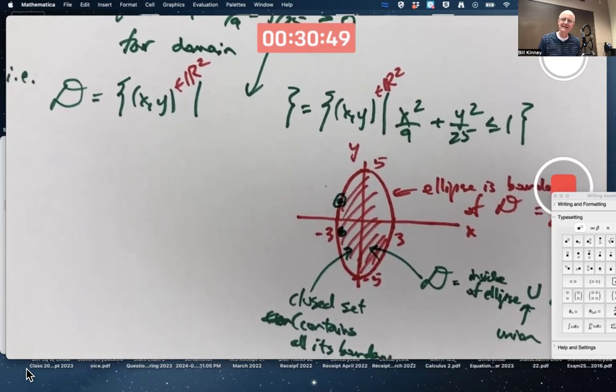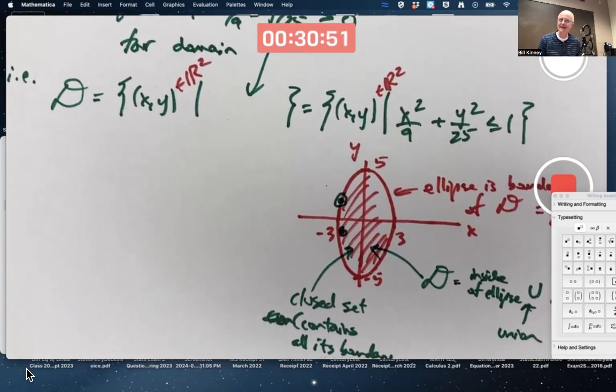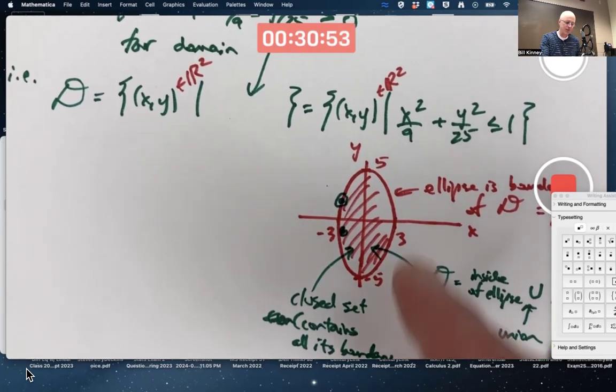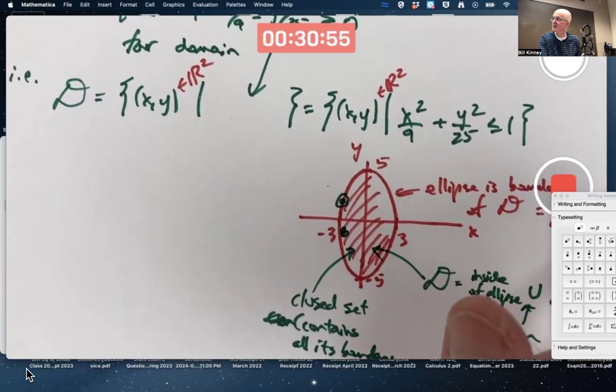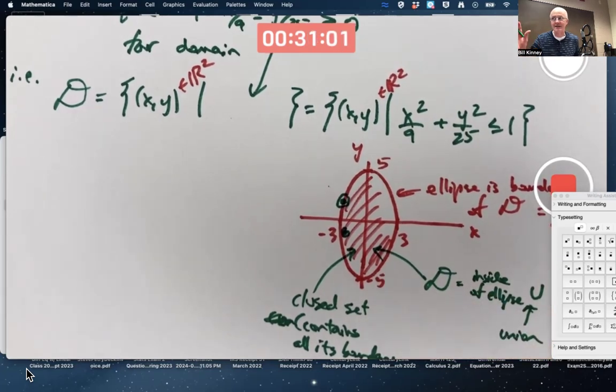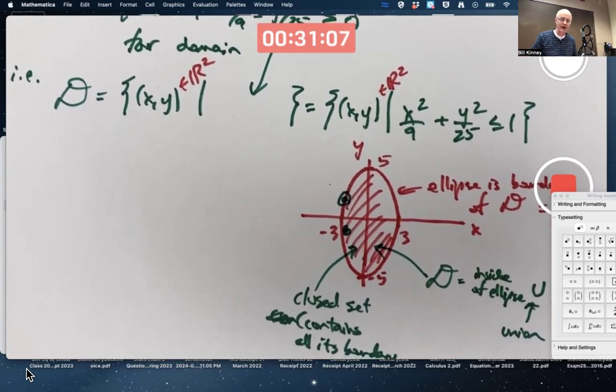Are there open sets as well as closed sets? If we got rid of the boundary, the resulting set would be an open set, and every point would be an interior point. This has relevance. What I'm talking about here is not completely irrelevant to optimization. I've got to go quick here.